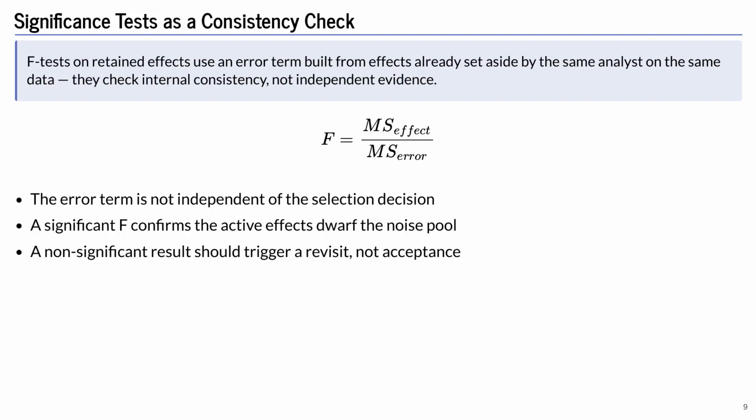What the F-test can tell you is whether the active effects are consistent with the noise pool. A large F-ratio says, yes, the effects we kept are many times larger than the effects we discarded, which is internally coherent. A small F-ratio, one that fails to reach significance, would be a warning sign. It would mean the active effects are not clearly larger than the noise pool, which suggests either the graphical selection was wrong or the error estimate is inflated. In that case, the right response is to revisit the selection, not to conclude the effects are zero.